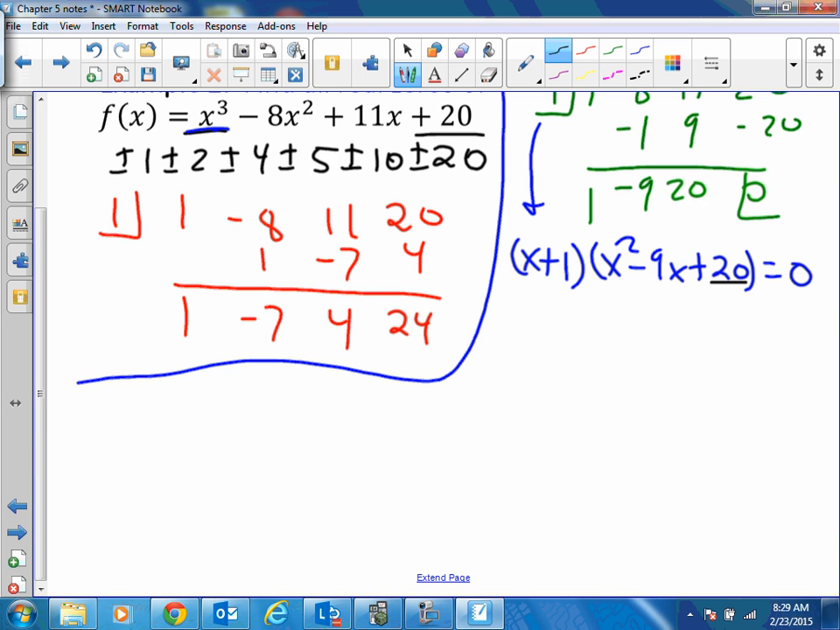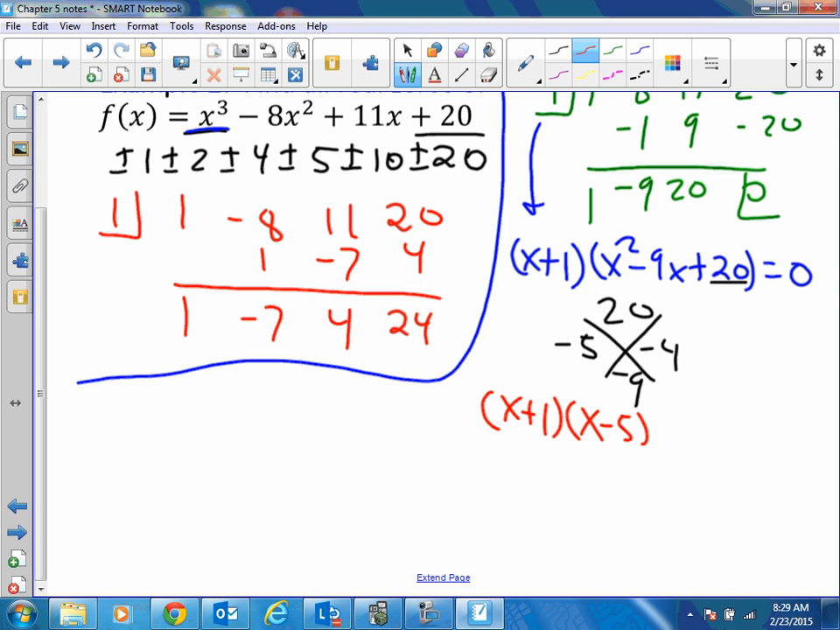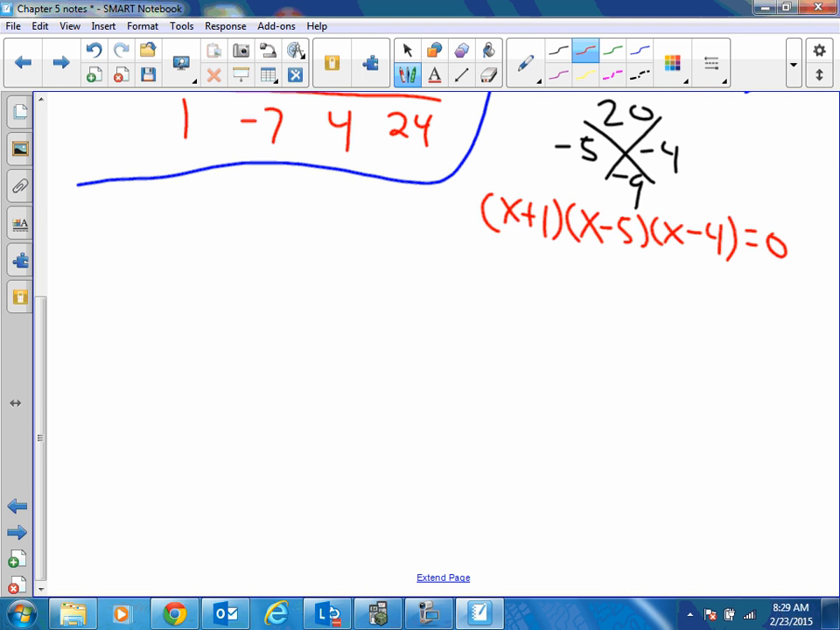We can find factors of 20 that add to -9, which would be -5 and -4. So we can rewrite this in factor form as x minus 5, x minus 4. So we can bring down our x plus 1, and then write it as x minus 5 and x minus 4 equals 0. Okay? So our three answers are going to be -1, 5, and 4.